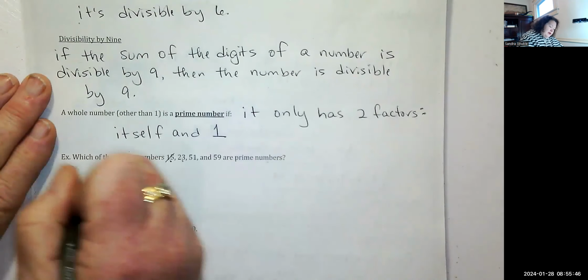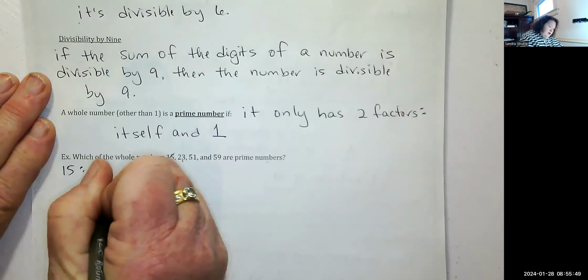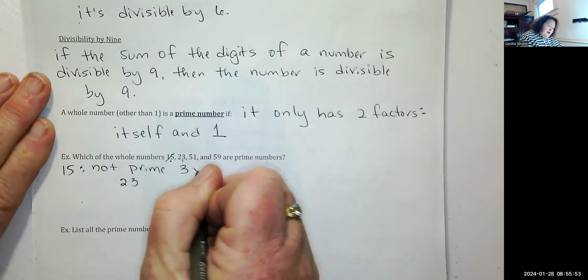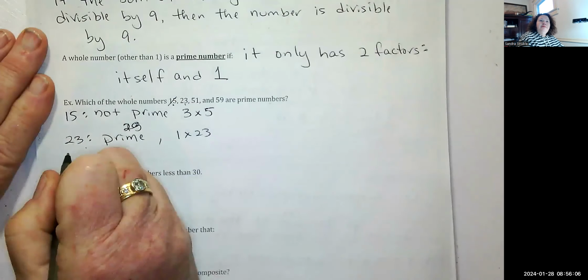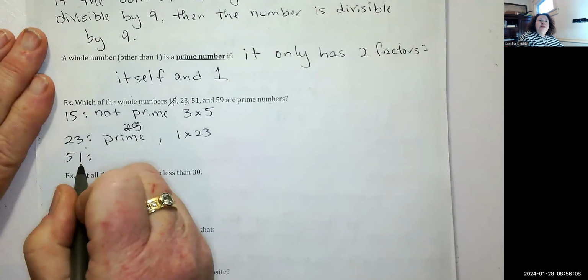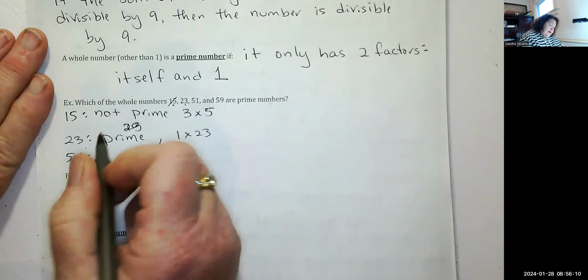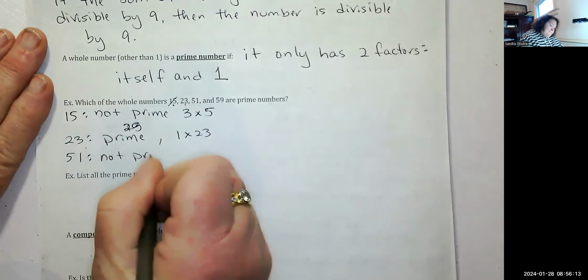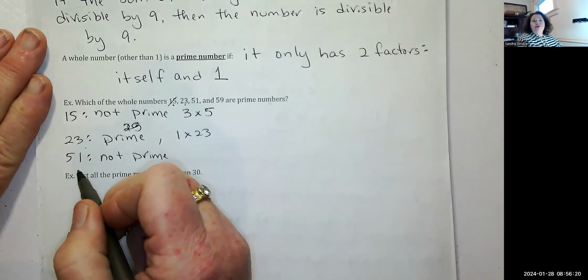Okay, let's see if we can prove this. 15 is not prime, because 15 can be 3 times 5. Let's look at 23. 23 is prime because its only factors are 1 times 23. 51: 5 plus 1 is 6, and that's divisible by 3. So I know that's not prime. I knew it wasn't even because it doesn't end in a 0, 2, 4, 6, or 8. And I knew it wasn't divisible by 5. There's no 0 or 5.